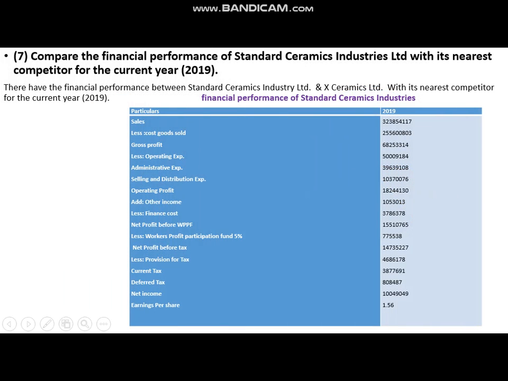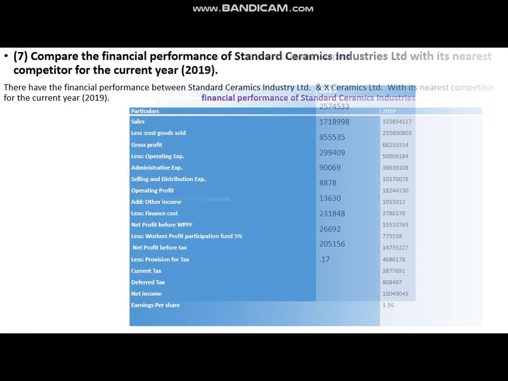Question 7. Compare the financial performance of Standard Ceramic Industry Ltd with its nearest competitor for the current year. Here is the financial performance comparison between Standard Ceramic Industry Ltd and X Ceramic Ltd, its nearest competitor, for the current year. First is the financial performance of Standard Ceramic Industry. There are sales, gross profit, operating expenses, and operating profit, then net profit before tax. And last is the net income, and they have earning per share of 1.56.